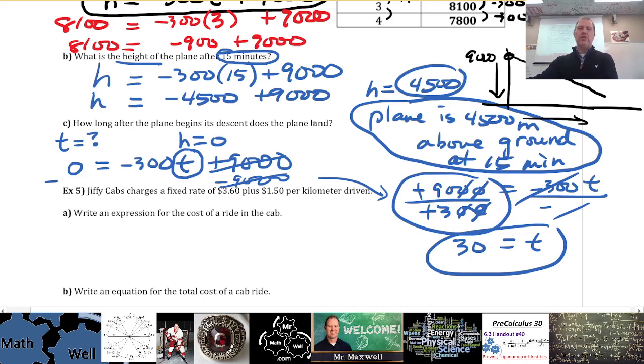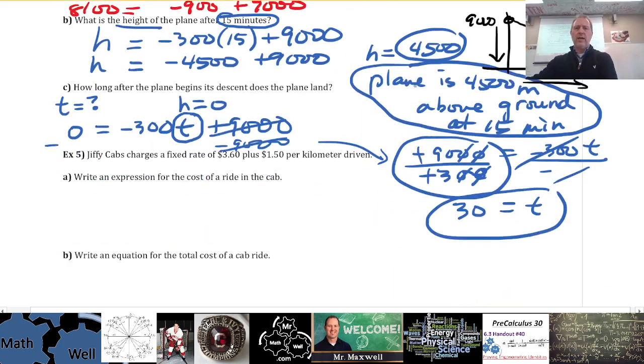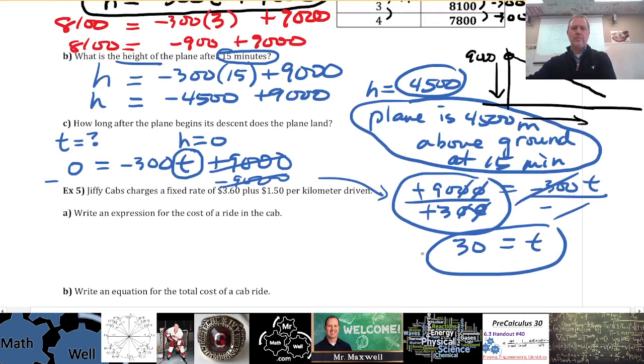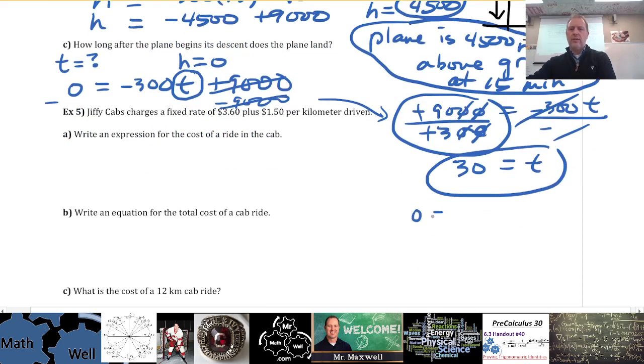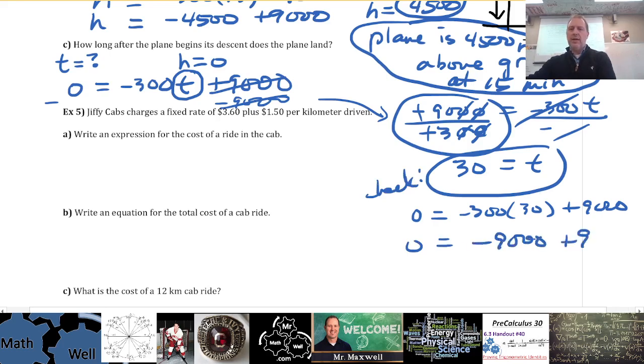And I should probably check that. So I should probably go, where's my formula? H, so 0 equals negative 300 times 30 plus 9,000. And this is my little check here, just to make sure everything's going smooth. So that's negative 9,000 plus 9,000 should equal 0. That is totally correct. Okay?